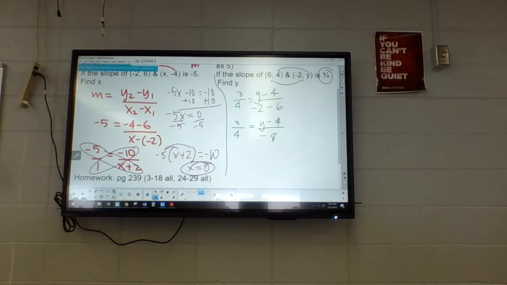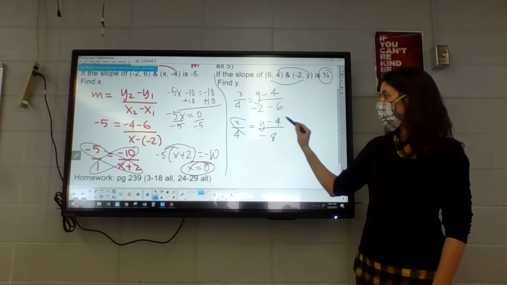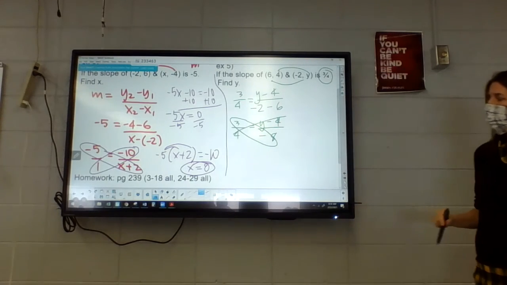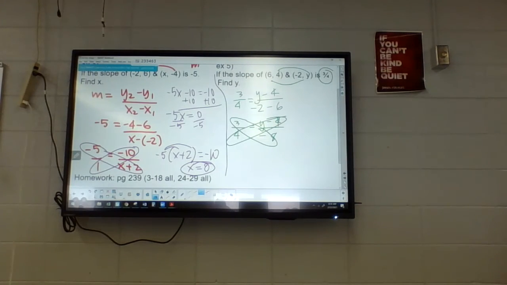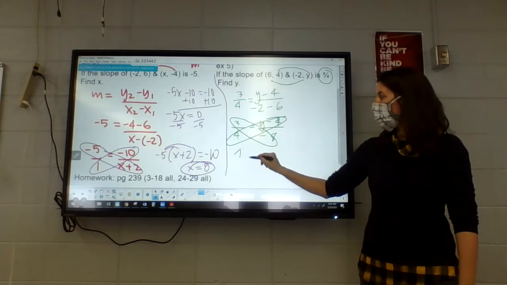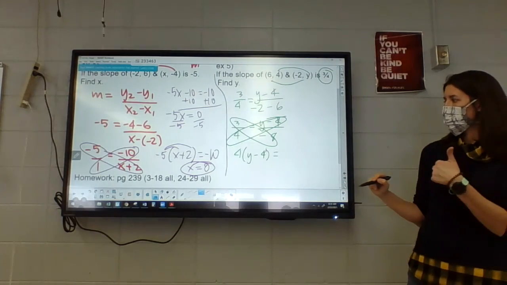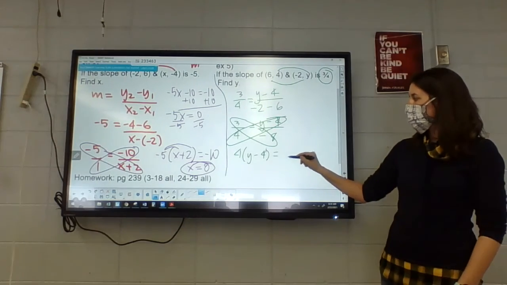So I subtracted negative 2 minus 6. Now again, we can cross multiply, unless you can just figure it out. This one would probably be a little bit tougher to figure out in your head. So I'm doing 4 times y minus 4, and then 3 times negative 8, so negative 24.